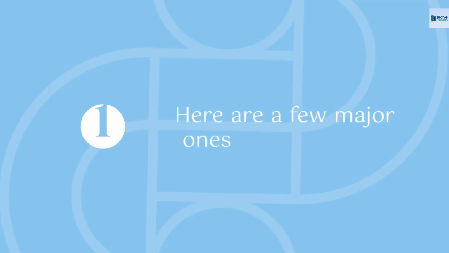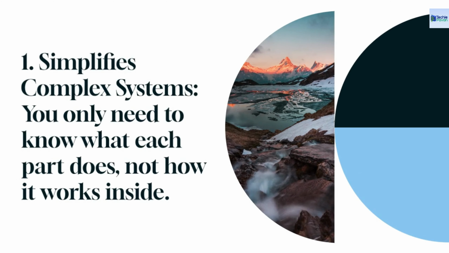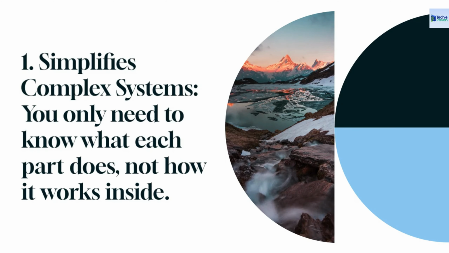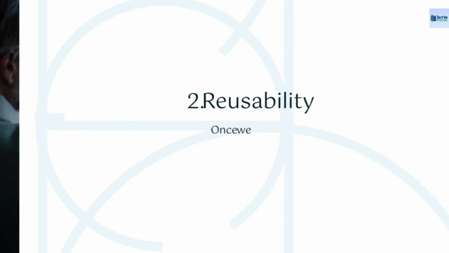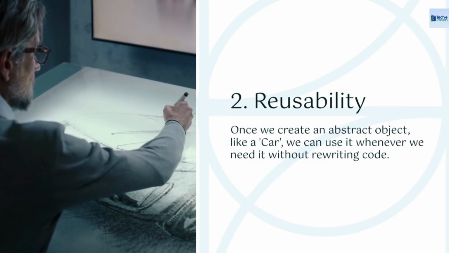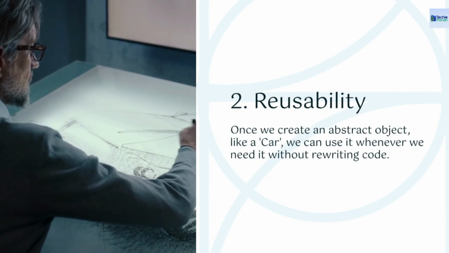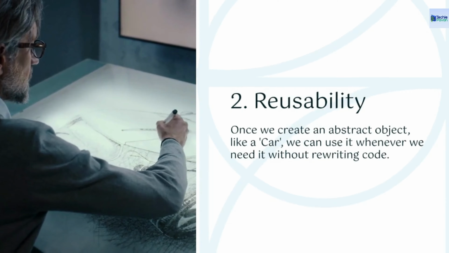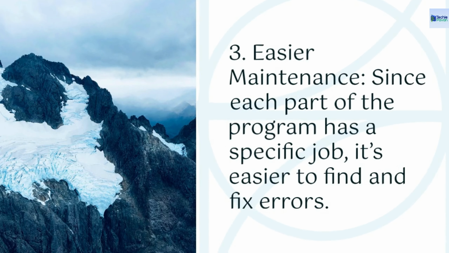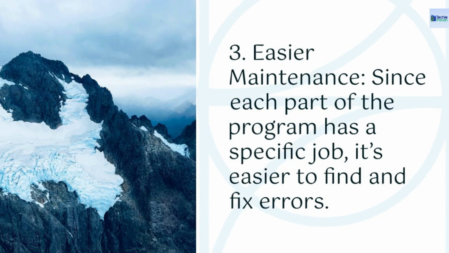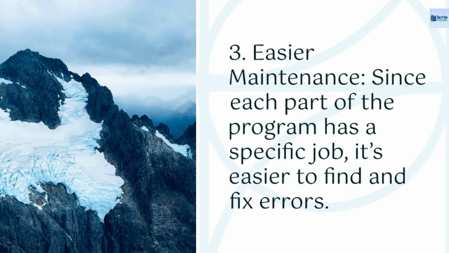1. Simplifies complex systems. You only need to know what each part does, not how it works inside. 2. Reusability. Once we create an abstract object, like a car, we can use it whenever we need it without rewriting code. 3. Easier maintenance. Since each part of the program has a specific job, it's easier to find and fix errors.